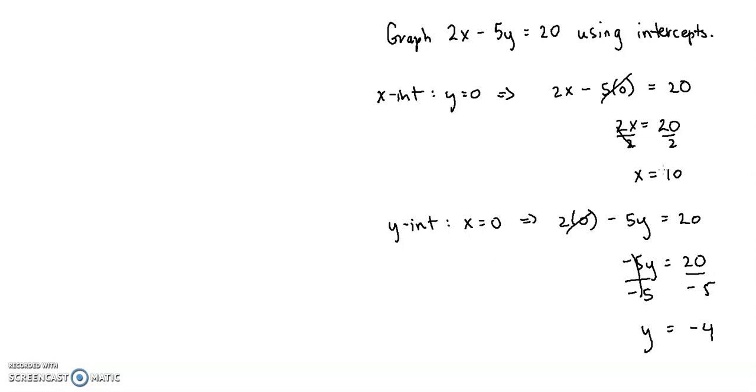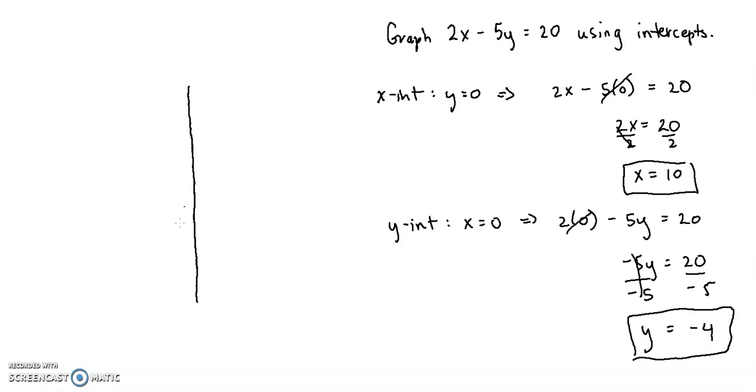Okay, so I know the intercepts for this graph are at 10 on the x-axis and negative 4 on the y-axis. So when I go to graph it, 1, 2, 3, 4, 5, 6, 7, 8, 9, 10.